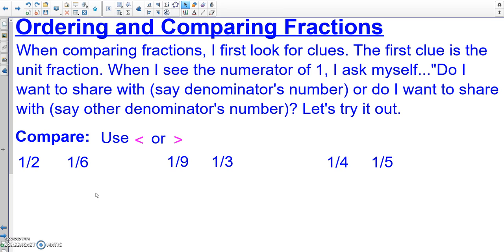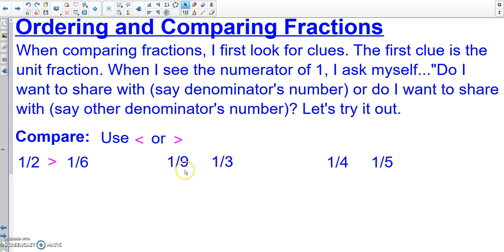Let's try it out. Each one of these unit fractions that are being compared is definitely a unit fraction. It has a 1 in the numerator, so I can use the unit fraction clue. Do I want to share my candy bar with 2, or do I want to share with 6? Well, I would rather share with 2 because I get more candy bar, so 1/2 is actually greater.